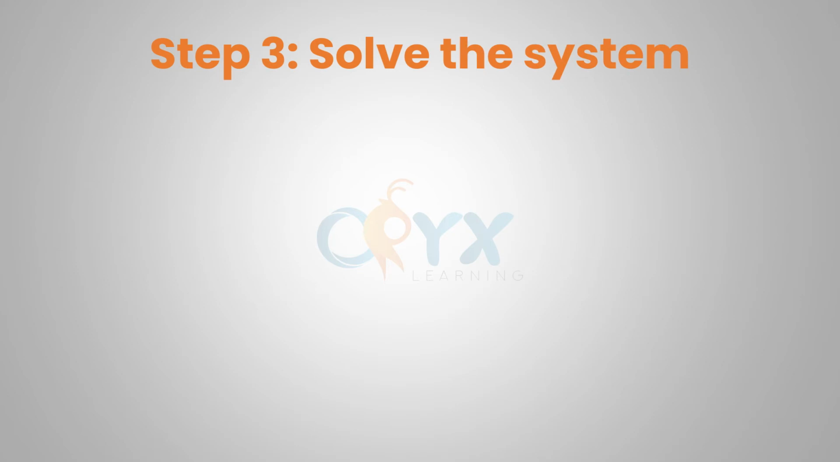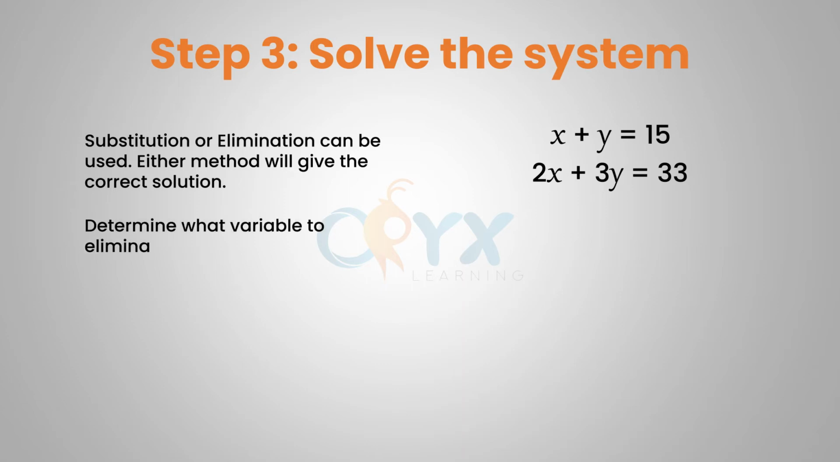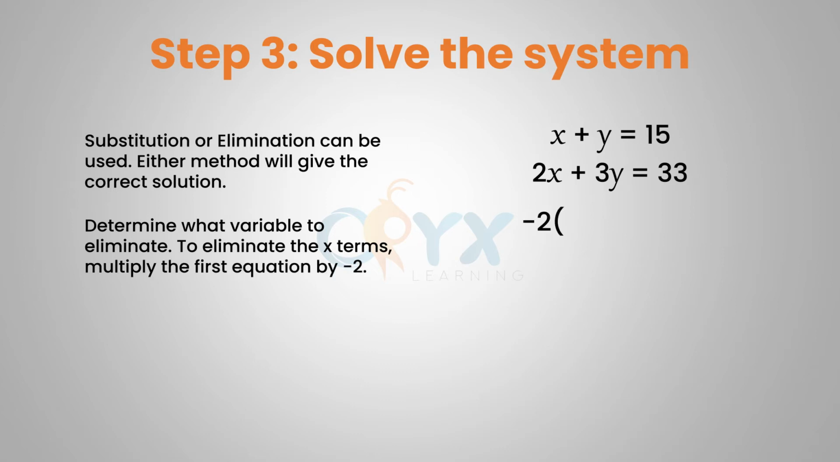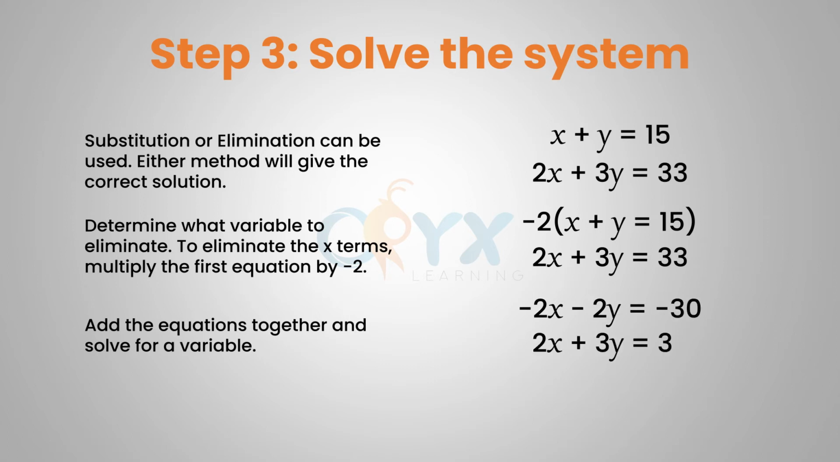Now that we have the equations, we can solve by either substitution or elimination. Either method will give the correct solution. I'm going to use the elimination method. I'm going to eliminate the x terms by multiplying the first equation by -2. If I distribute the -2 through, I'll get my new equation of -2x minus 2y equals -30. Now we can see that the x terms have opposite coefficients that will be eliminated when I add the equations together.